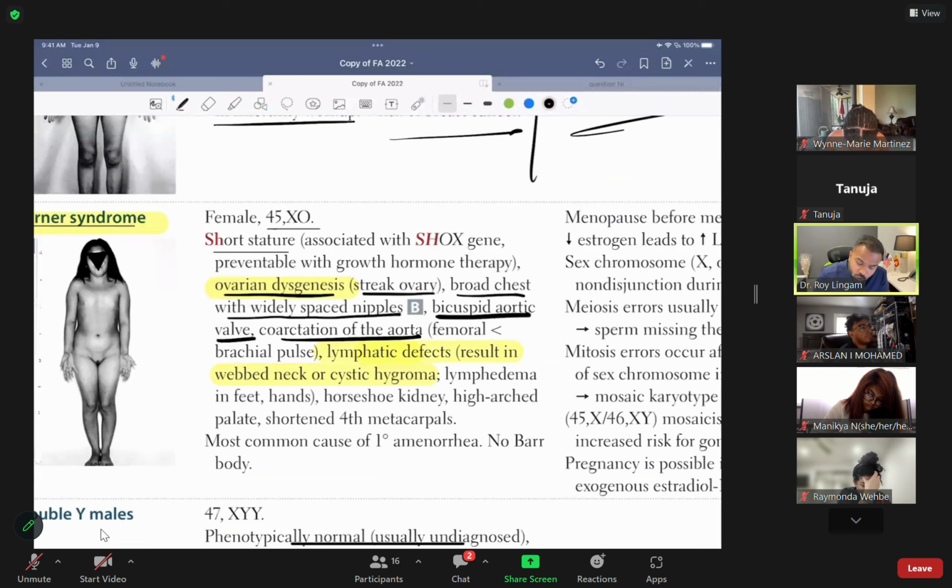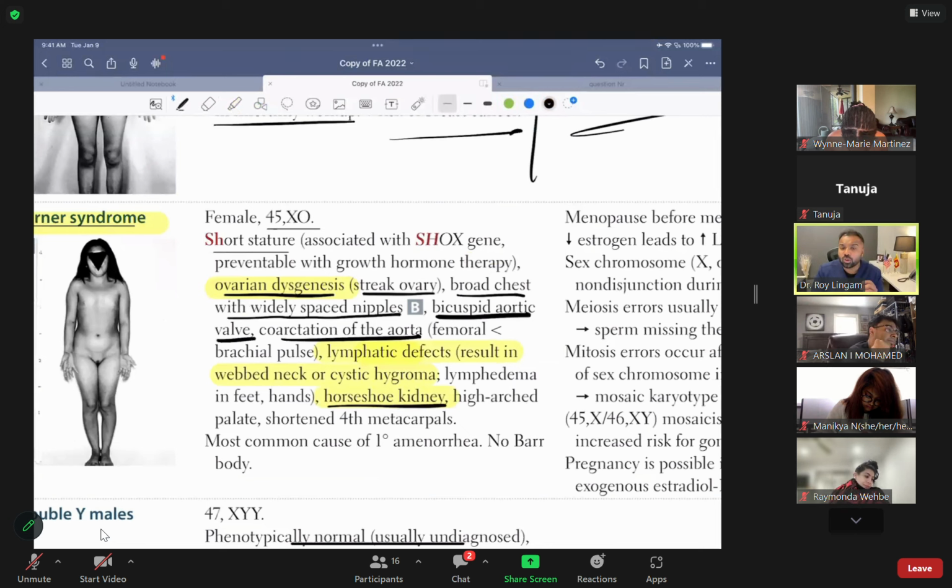And they also have horseshoe kidney. Now, horseshoe kidney is a very common condition, I assume you guys know, where the inferior pole of the kidney is fused. Is the kidney functional? 100% functional. There is nothing wrong. The inferior poles are fused, okay? So that's called horseshoe kidney.